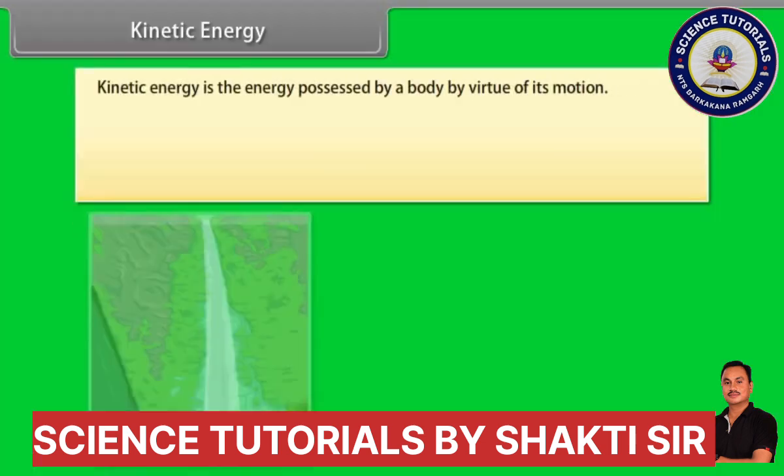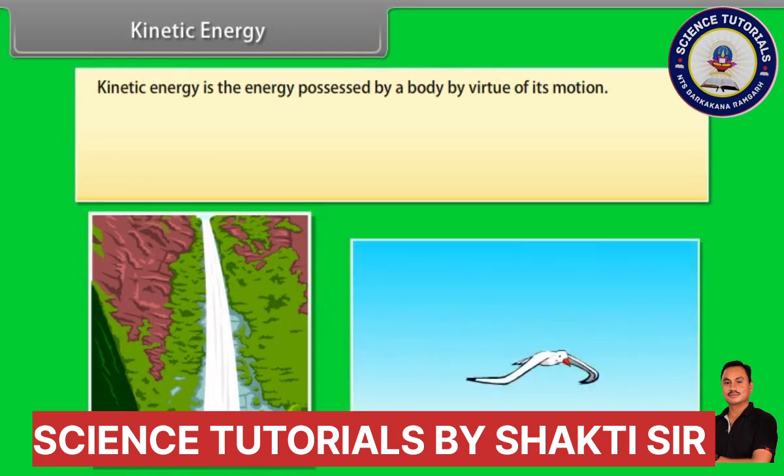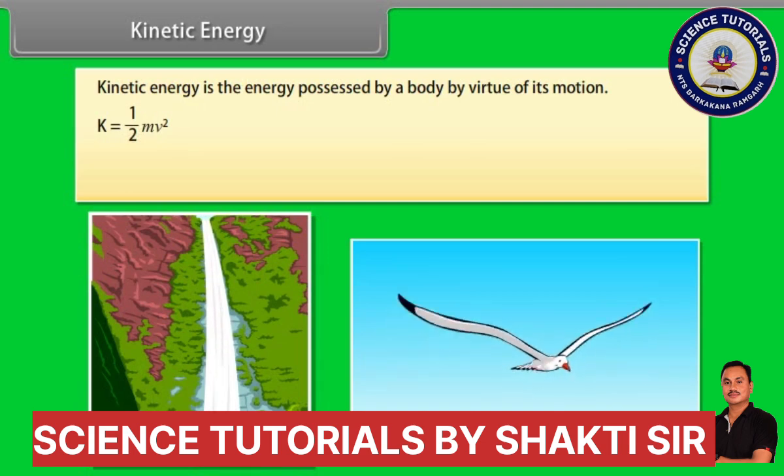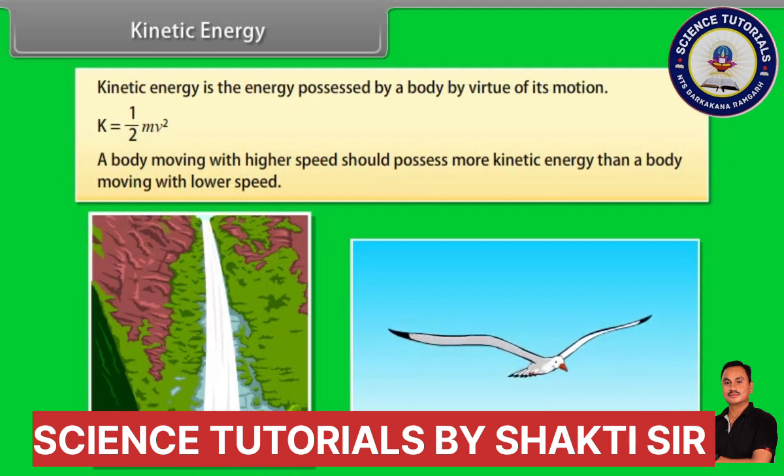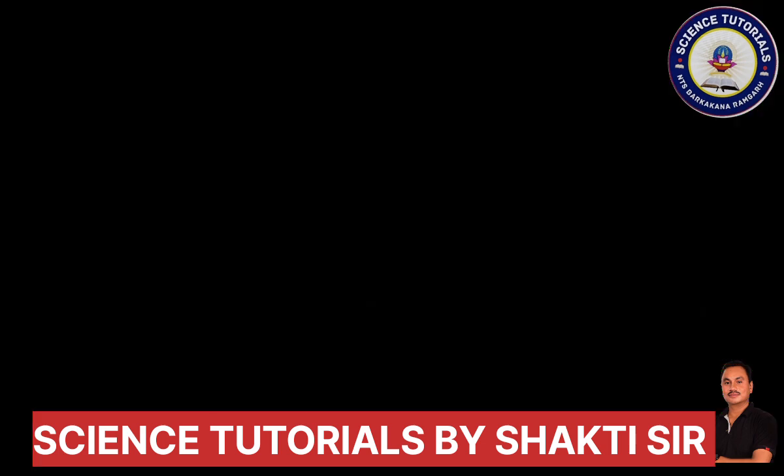Kinetic energy. Kinetic energy is the energy possessed by a body by virtue of its motion. Kinetic energy is equal to half mv squared. Running water and a flying bird are a few examples of bodies possessing kinetic energy. It is logical that a body moving with a higher speed should possess more kinetic energy than a body moving with lower speed.